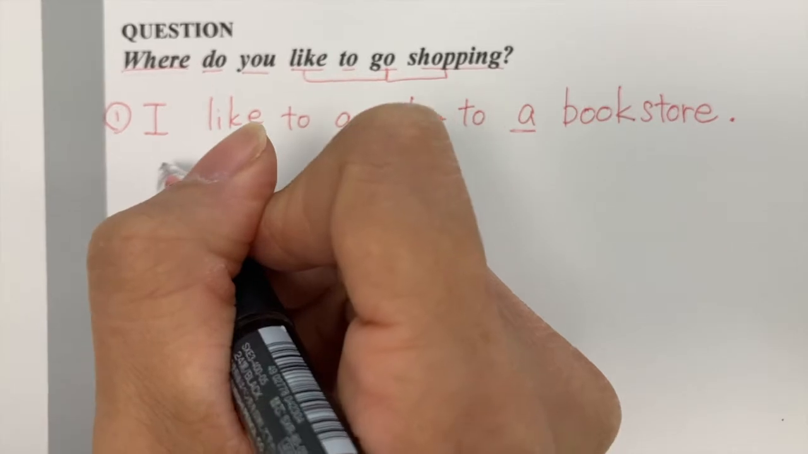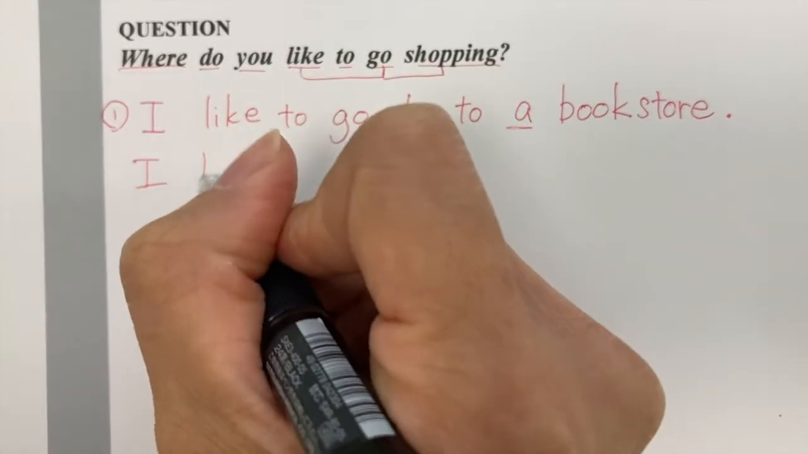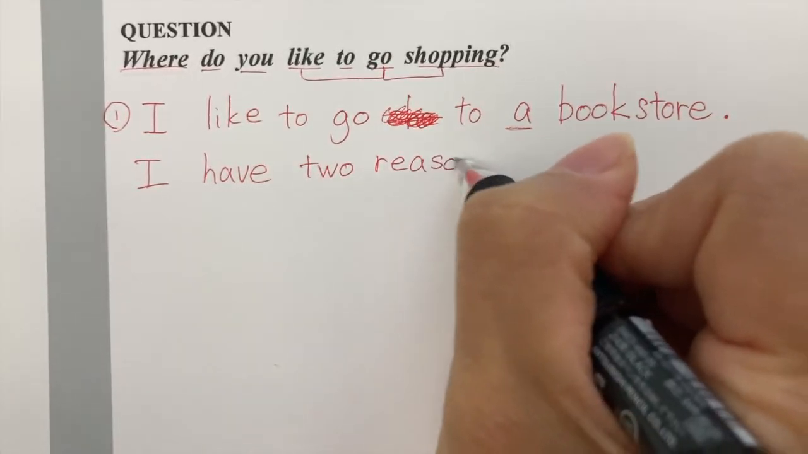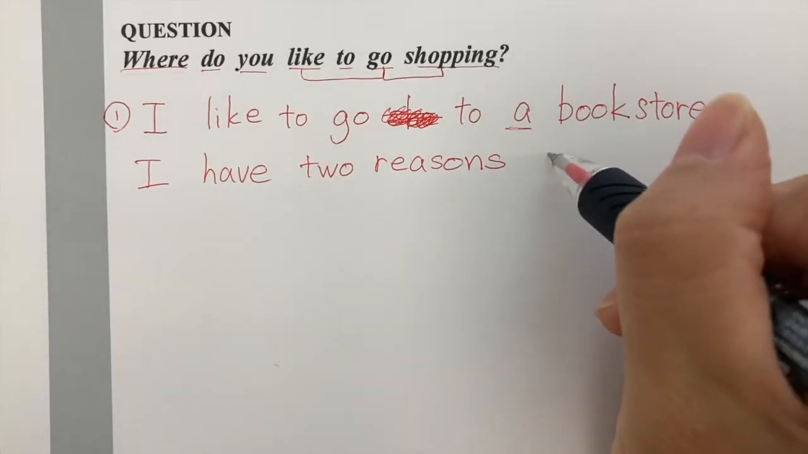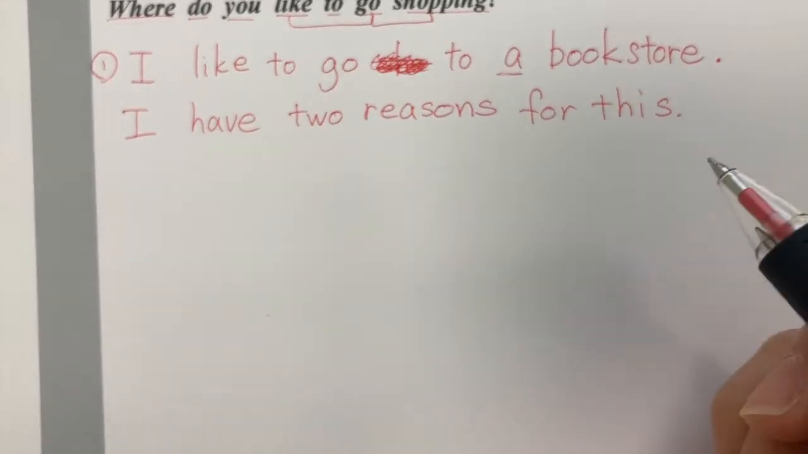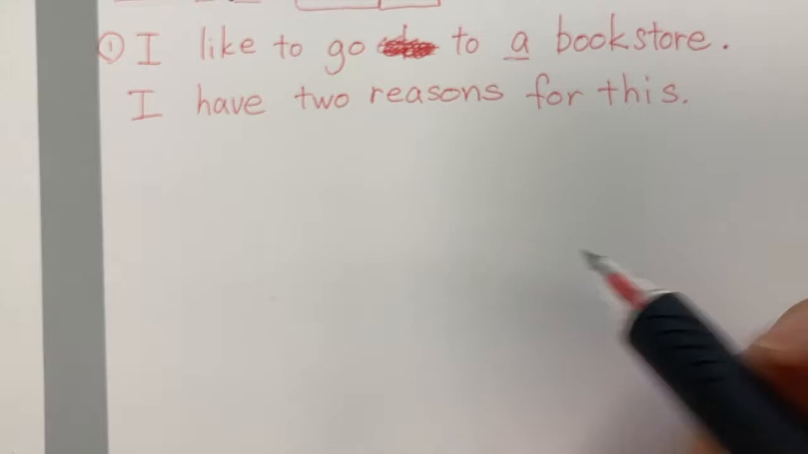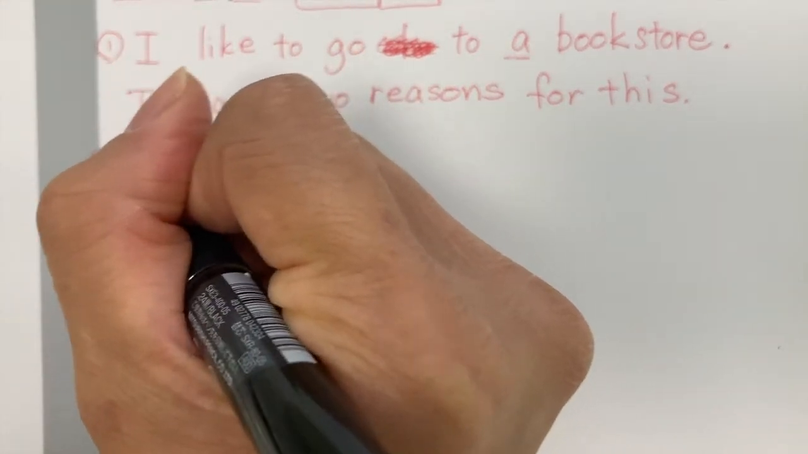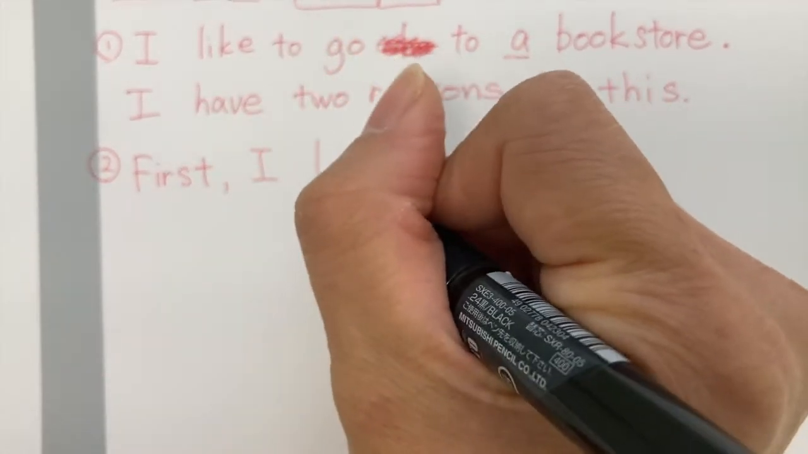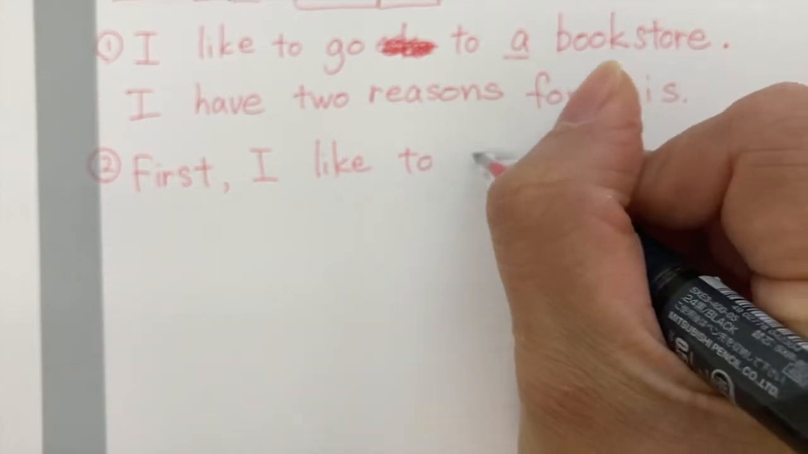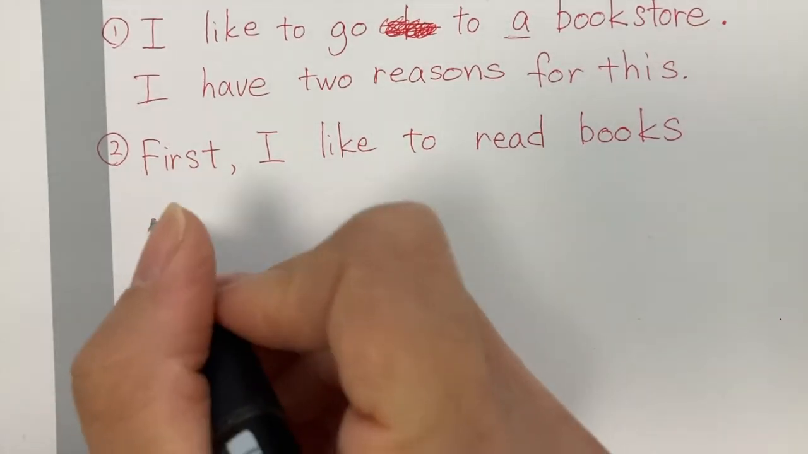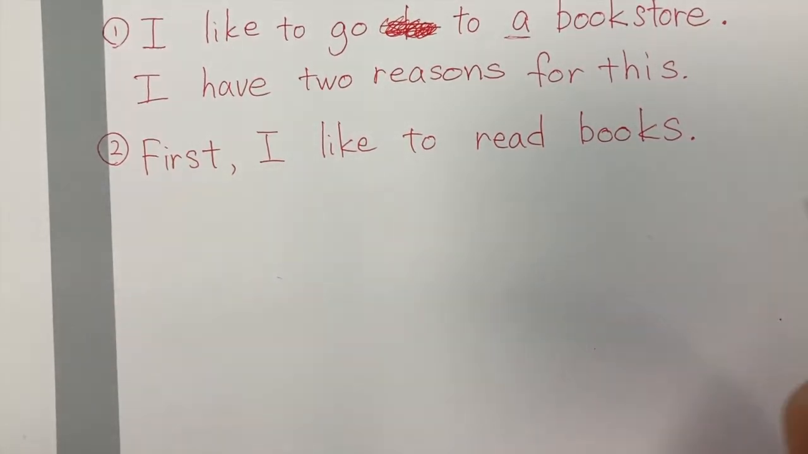And I tell them that I have 2 reasons for this. I explain that I will tell ahead that I'm going to talk about my 2 reasons. Then you have first. First, I like to read books. And you can finish the first reason like this. Oh, I forgot the period. Never forget the period.